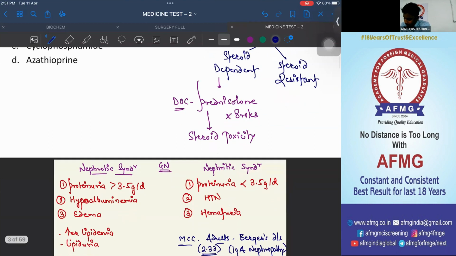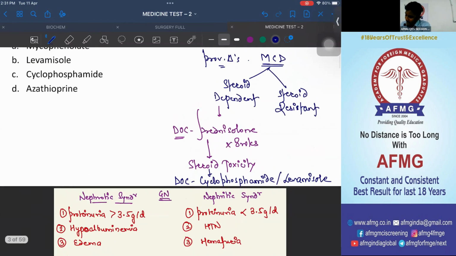If the patient develops steroid toxicity, then your drug of choice should be a drug known as cyclophosphamide. If that is not an option, you need to give another drug called levamisole. The other drug which can be used as well is levamisole.